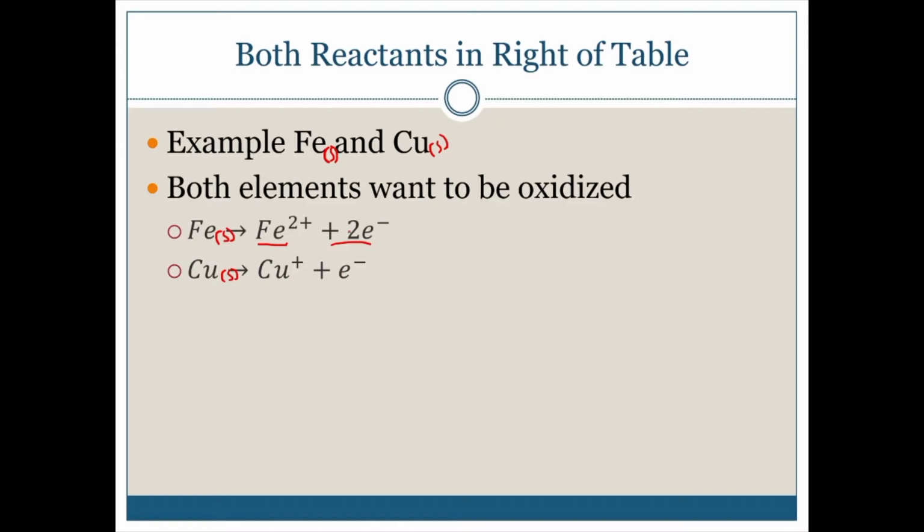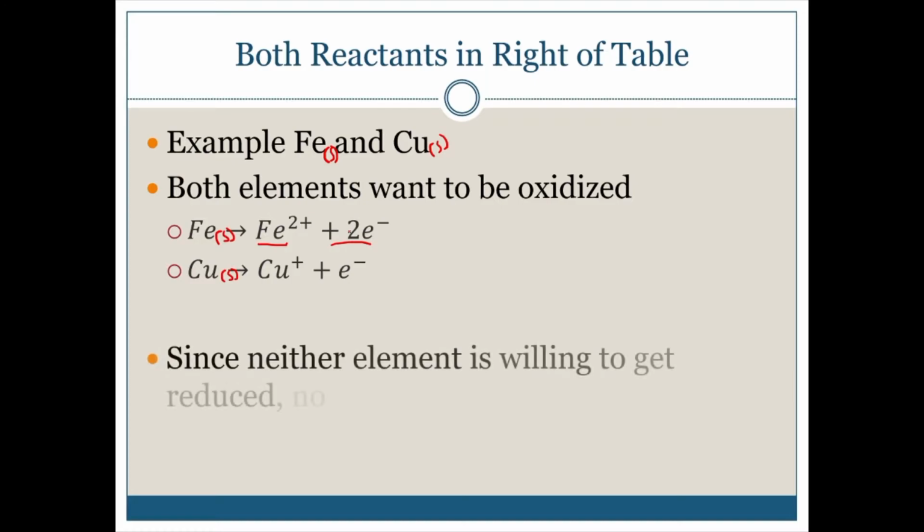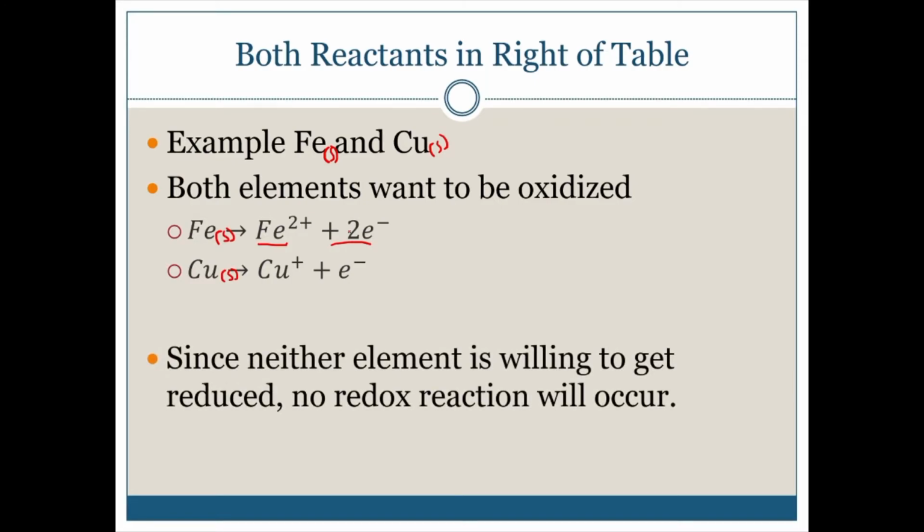Neither element really wants to gain electrons, so because neither element wants to get reduced, no redox reaction will occur. Both of these reactants want to give up their electrons, and neither one is willing to gain electrons. So nothing happens. If they're both reducing agents, nothing happens. Similar to how when both are oxidizing agents, nothing will happen.